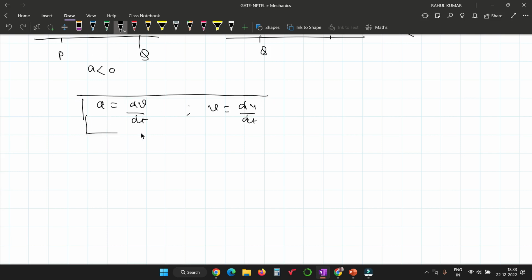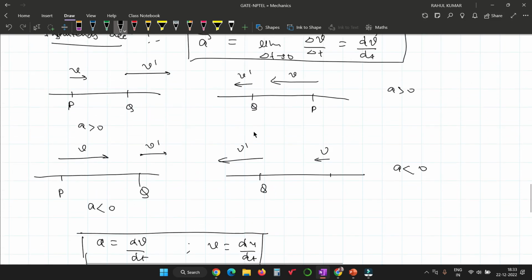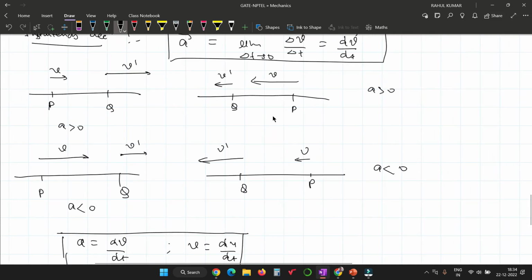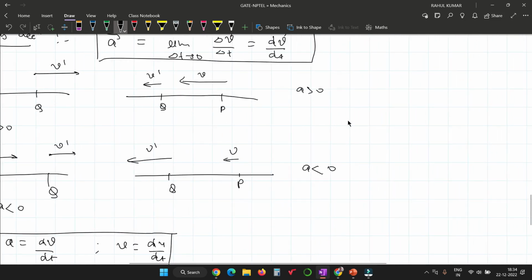Sir, in case of motion from right to left, it is exactly opposite, sir. Right to left? No, actually Q is the final position and P is the initial position. Yes, sir, but the velocity is decreasing in the second case. Yes, the velocity is decreasing from P to Q, but the problem is the direction is reverse.